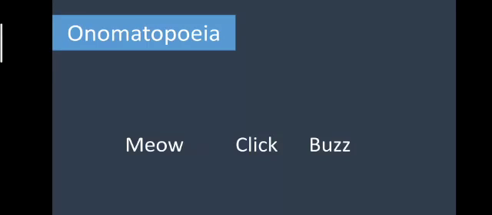So we have also the word click. So when you click a button, for example, it's gonna sound like the word click. So this is onomatopoeia. Okay, and we have also the word buzz, which is the sound of a bell. Okay, so the bell itself makes the sound of the word buzz. So this is what we call onomatopoeia.